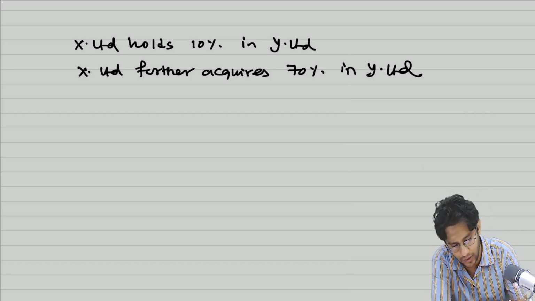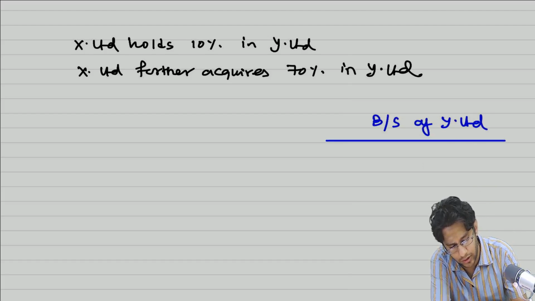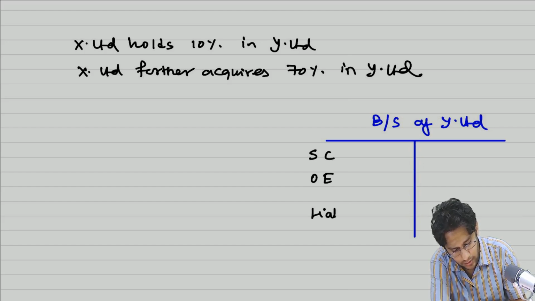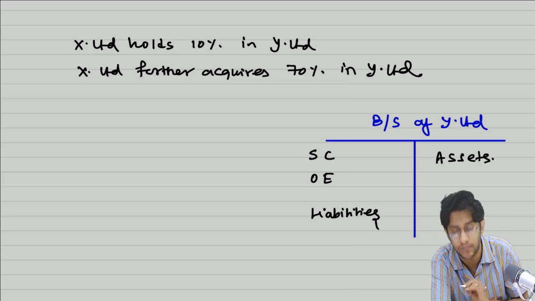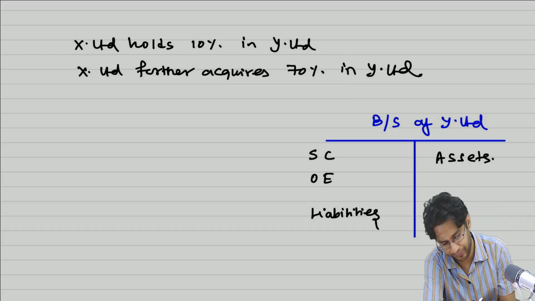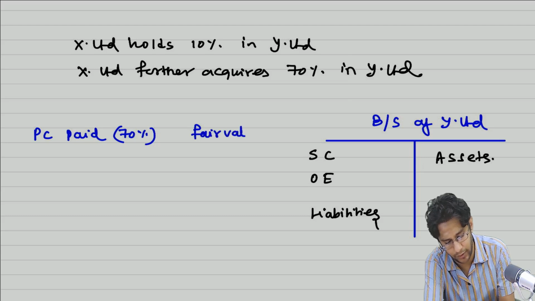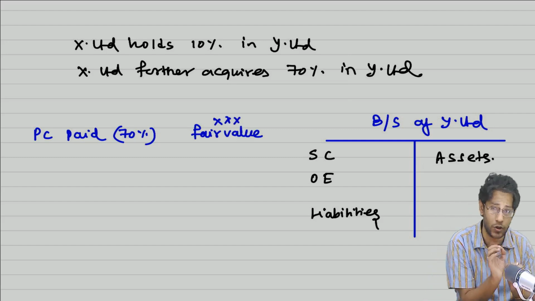So for that, look at the standard guidance. Just imagine this is the balance sheet of Y Limited. We are not bothered with the numbers and all. So there is share capital, there is other equity, then there are liabilities, then there are so many assets here. Okay, sir. Now what our standard says is take the PC paid at fair value. So work out the fair value of the 70% consideration that you are giving. 70% acquisition, whatever consideration you are paying right there.